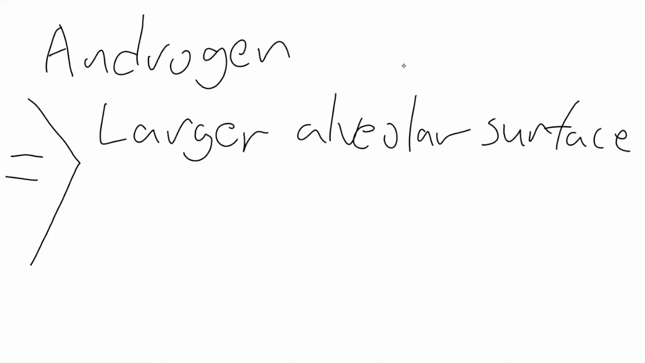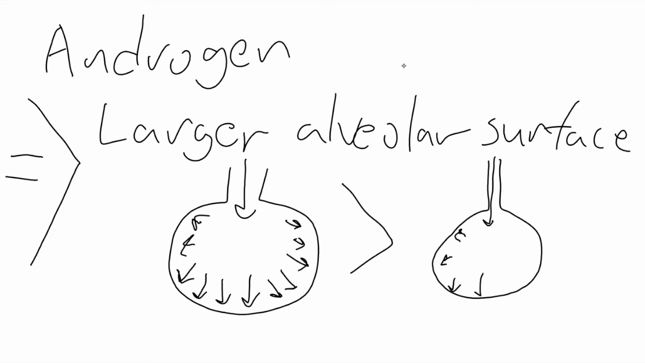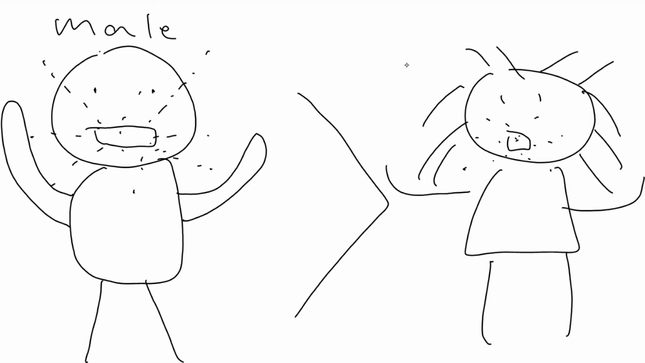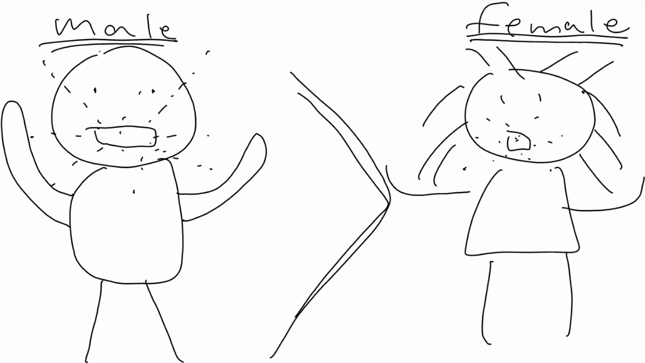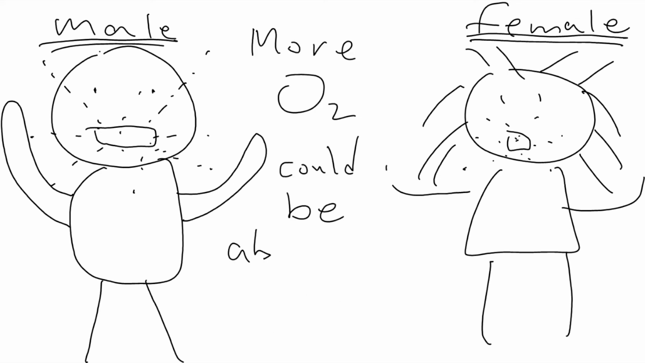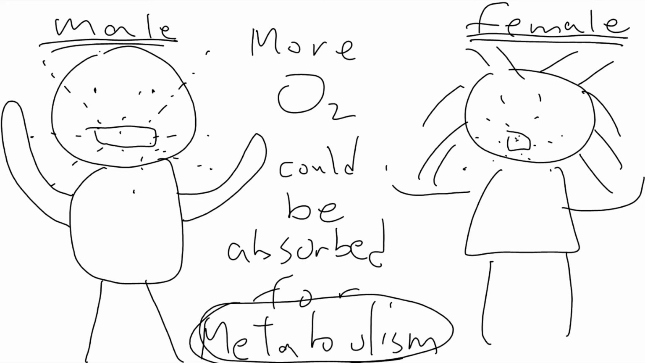Why? Since the androgen helps develop the lung with a larger alveolar surface, which means the lung can contain a larger volume of air than that of female. Moreover, males have a higher proportion of muscle in body structure than female. Therefore, they require a larger lung capacity in order to obtain a higher amount of oxygen for body cells to maintain normal metabolism.